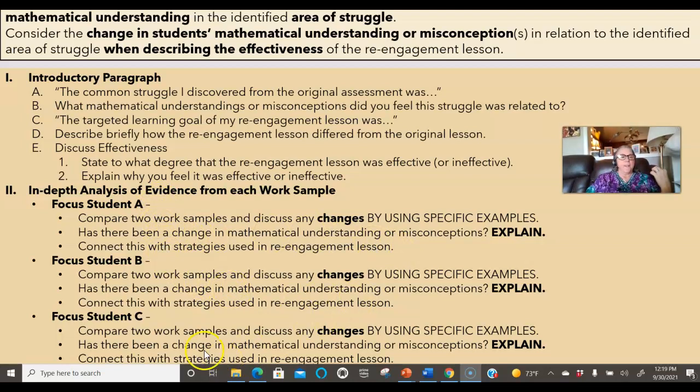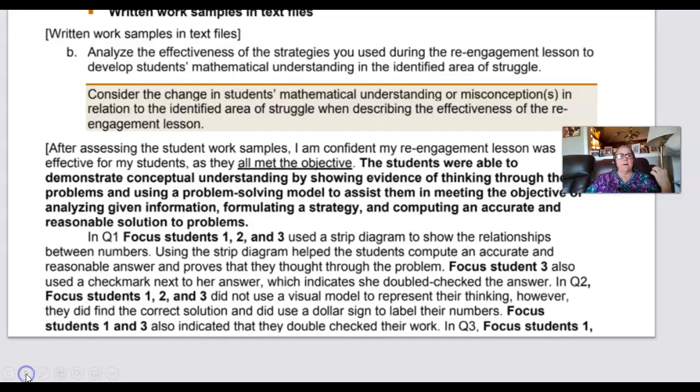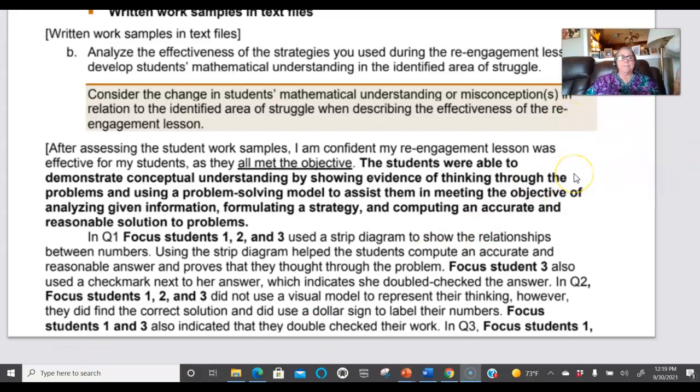Okay. Now, here is Nikki's work. She approached it a little bit differently, but her work was good and solid. It's a good model to see how someone else has done it. So she's got an introductory paragraph. She states that her re-engagement lesson was effective and that they all met the objectives. And she relates it to conceptual understanding. And she says by showing evidence. So she's giving a reason for that. And then she discusses the questions, how they did. So she's really getting into the evidence there.